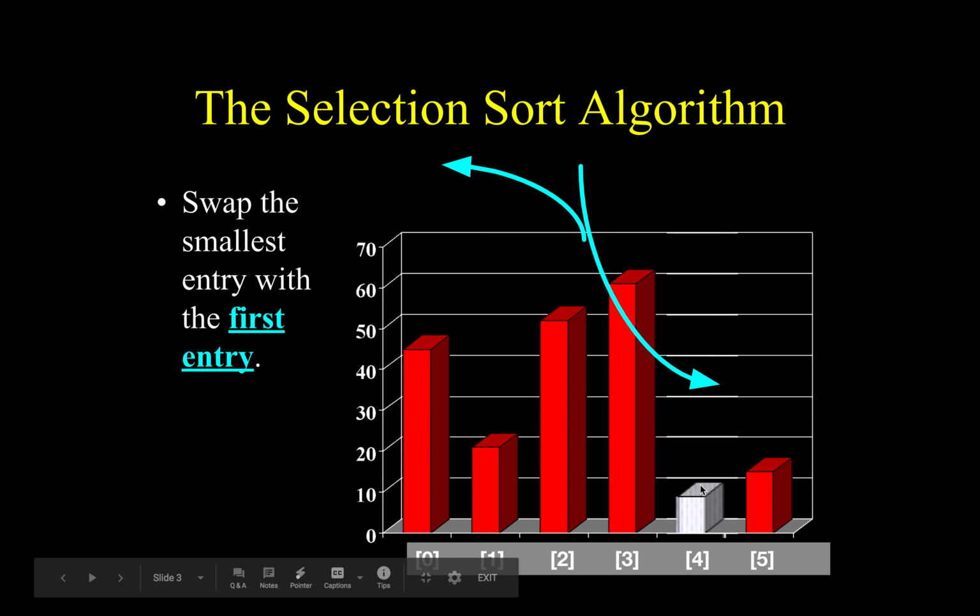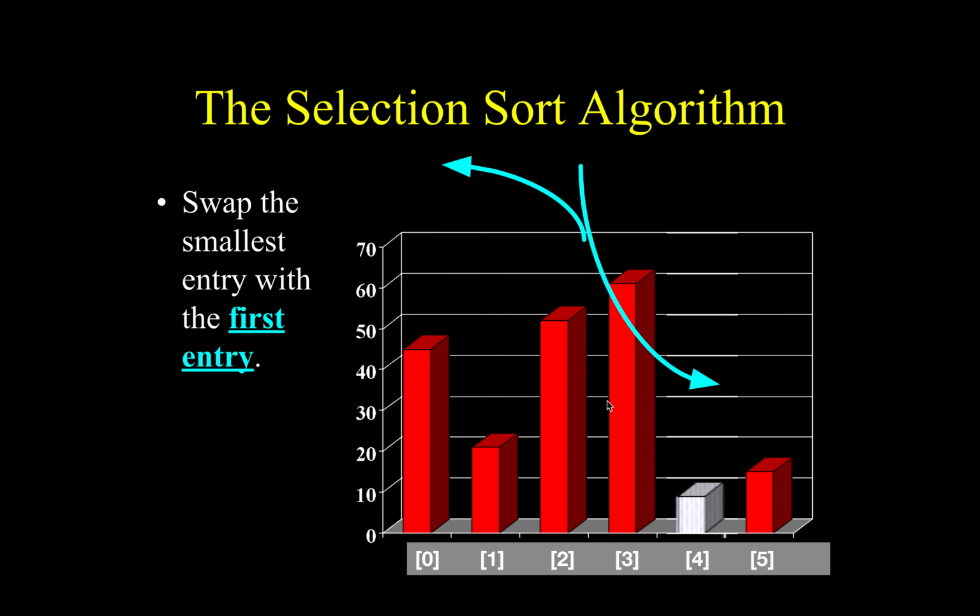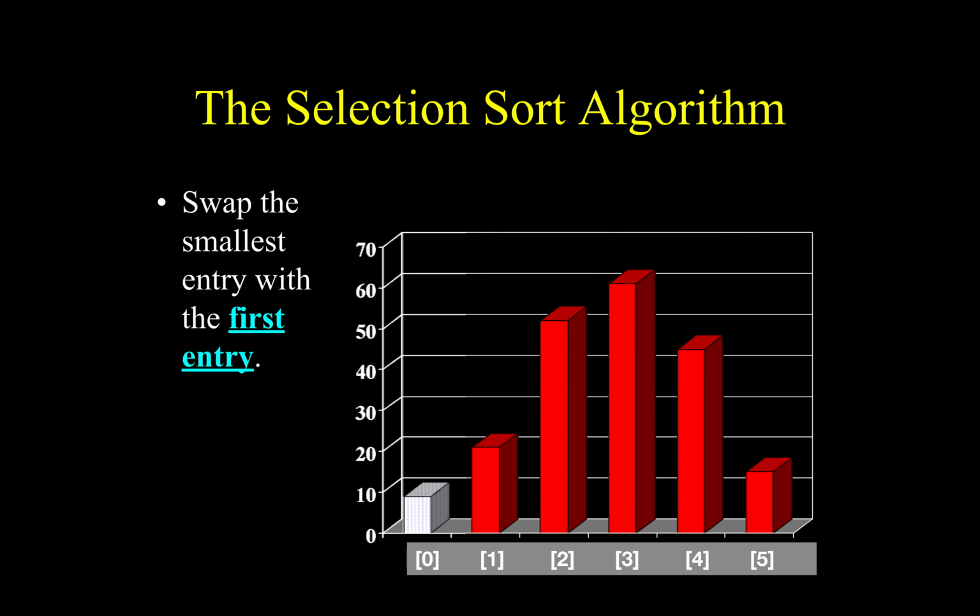Next, you swap the smallest entry with the first entry. So the 4 will come to the first entry and this will go here. Once it is done, you can see the current number set is like this.